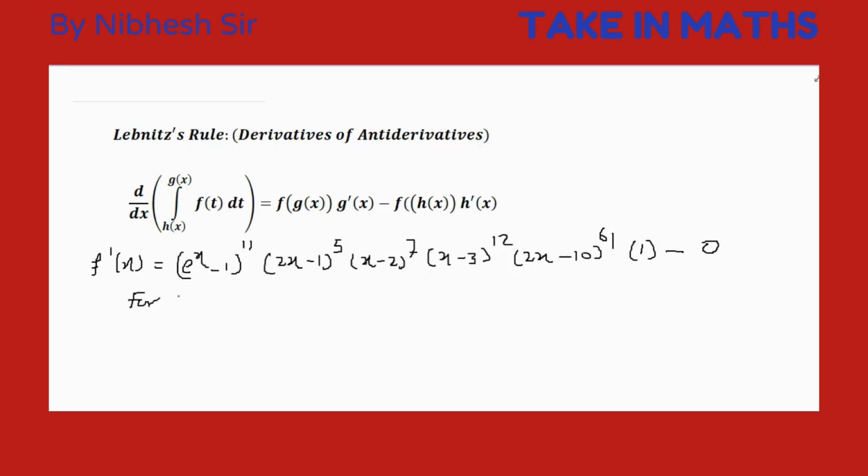Now for maximum or minimum, we will equate the first derivative f'(x) to 0. So we equate this f'(x) to 0, and basically f'(x) is (e^x - 1)^11 (2x - 1)^5 (x - 2)^7 (x - 3)^12 (2x - 10)^61 equal to 0. So each factor will be equated to 0.